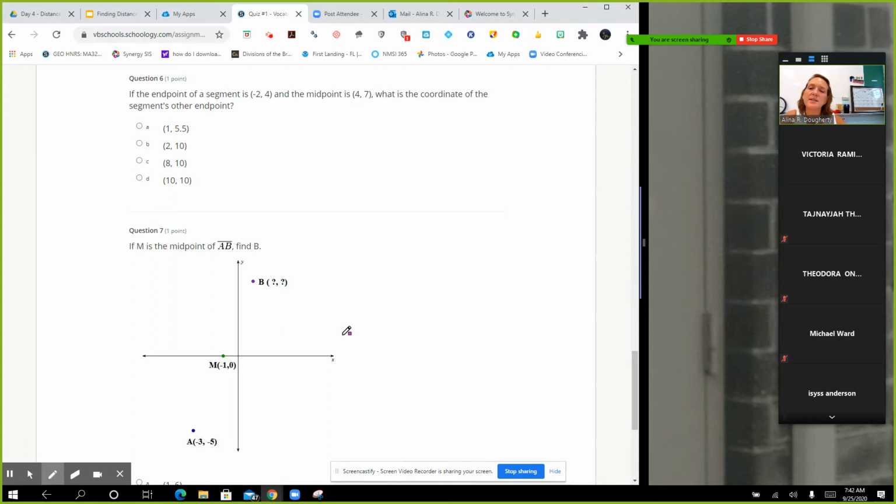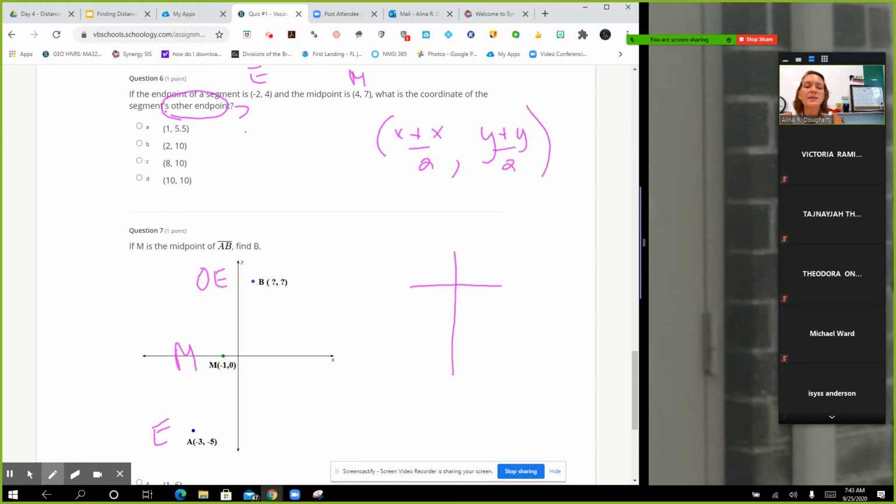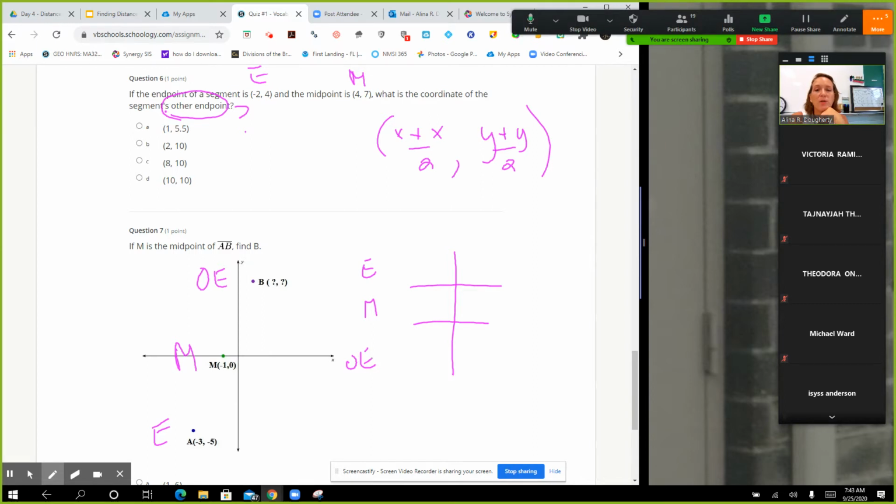So question 6: if we have an endpoint and the midpoint, what is the other endpoint? And then here we have an endpoint, a midpoint, and the other endpoint. Both of these problems are going to be done the exact same way. Do we do x plus x divided by 2 and y plus y divided by 2, or do we make a table with an endpoint, a midpoint, and then the other endpoint? Which way do we solve those? Choice 1 or choice 2?